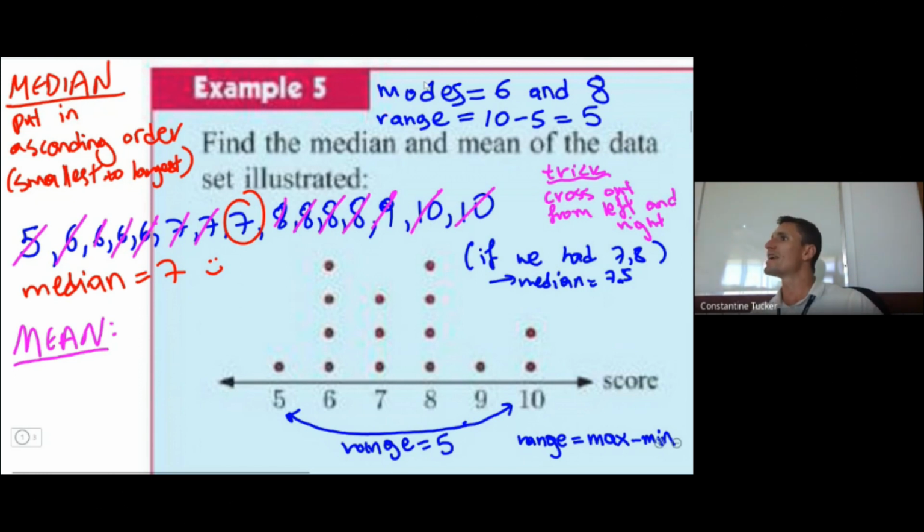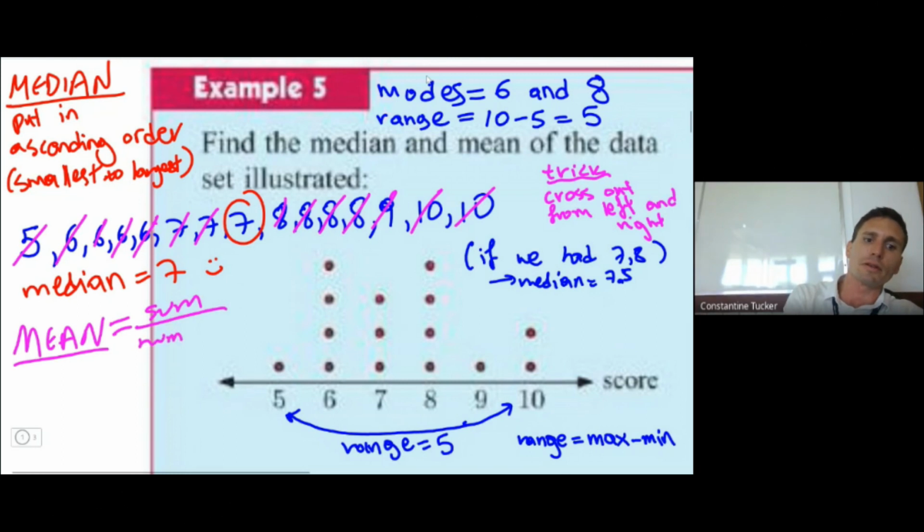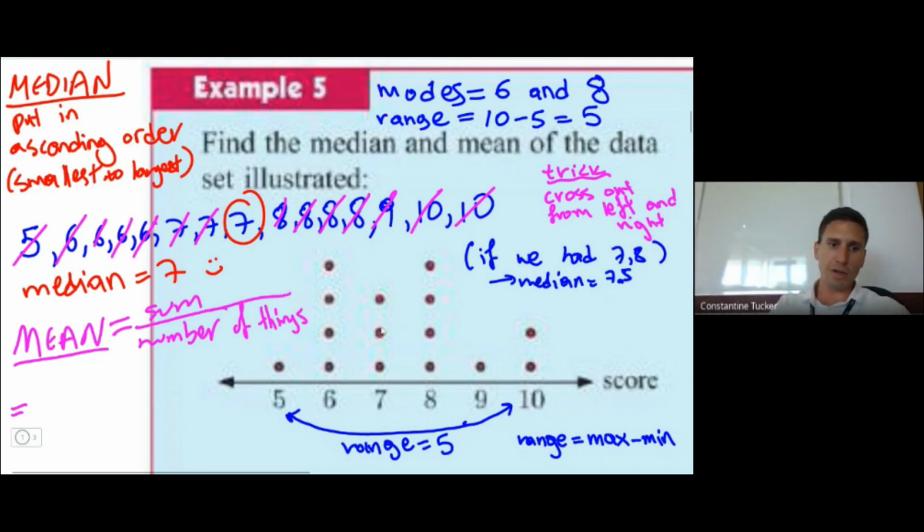The mean? What do we do for the mean? Average. Yes. How do you calculate it? The mean is equal to the sum divided by the number of things. How do we get the sum? You add them all up. We need to add 5 plus 6 plus 6 plus 6 plus 6 plus 7 plus 7 plus 7. That's not the way to do it.